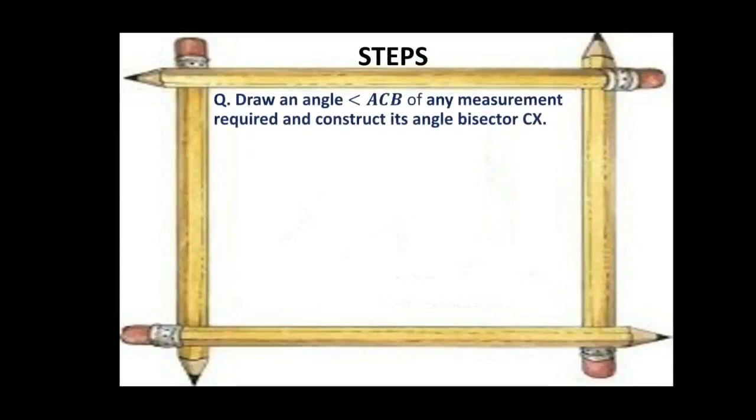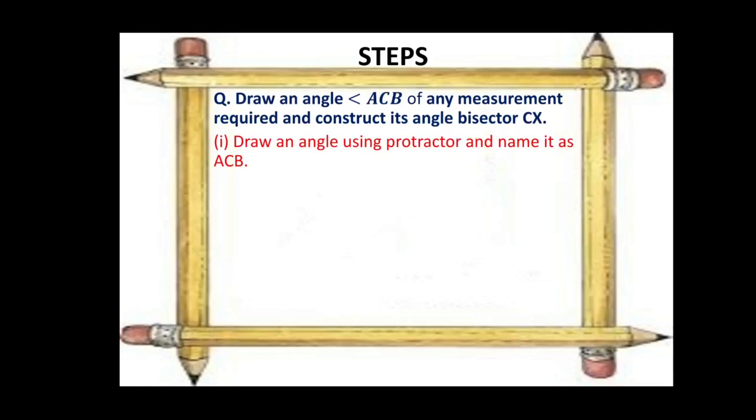So the question is, draw an angle ACB of any measurement required and construct its angle bisector. Here the measurement is not given exactly. As I told in the perpendicular bisector part also, if the measurement is given exactly, you have to draw it exactly. So what's the first step? Yes, draw an angle using a protractor and name it ACB. If the measurement is given, you have to use the protractor and draw. For example, if 50 degrees is given, take your protractor and draw 50 degrees and name it ACB.